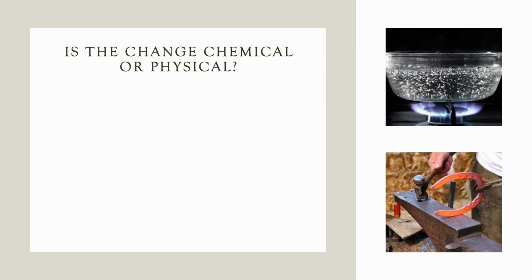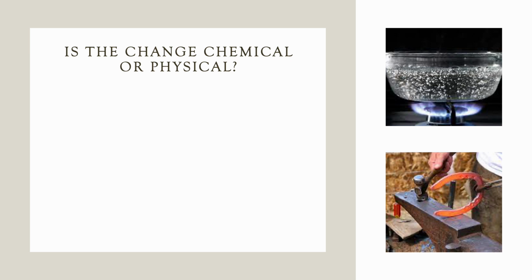Is the change chemical or physical? It's not always easy to distinguish a chemical change from a physical change. Even if you observe a color change, a gas, or a precipitate, you cannot be sure that a chemical change has taken place. For example, in the water boiling in the pitcher on the top, the bubbles of gas that rise to the surface are still water.